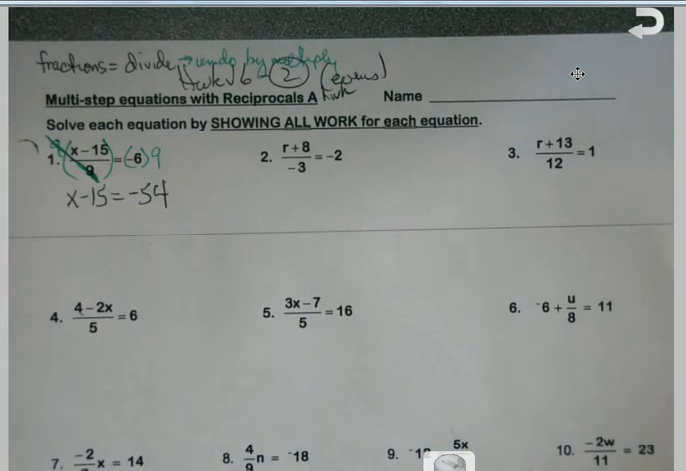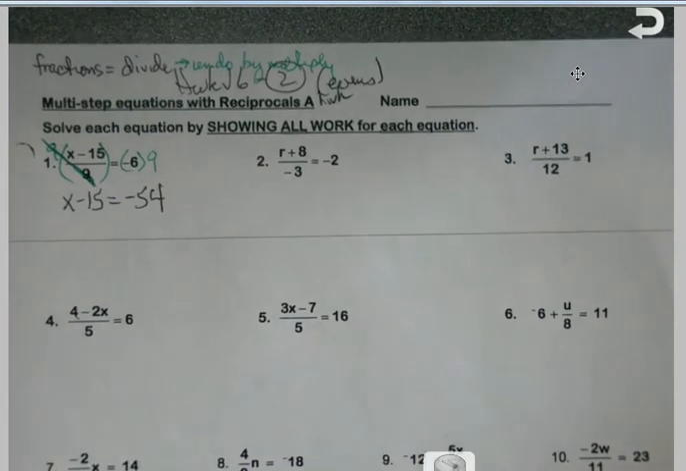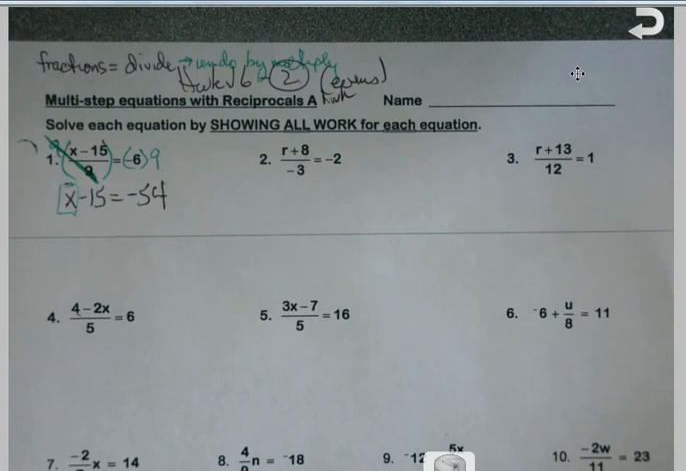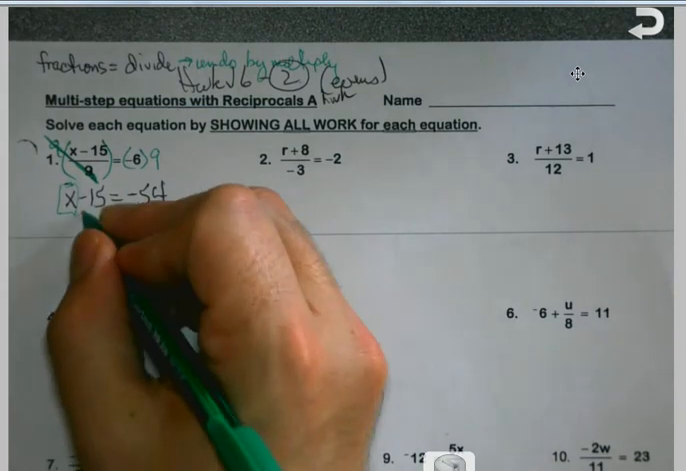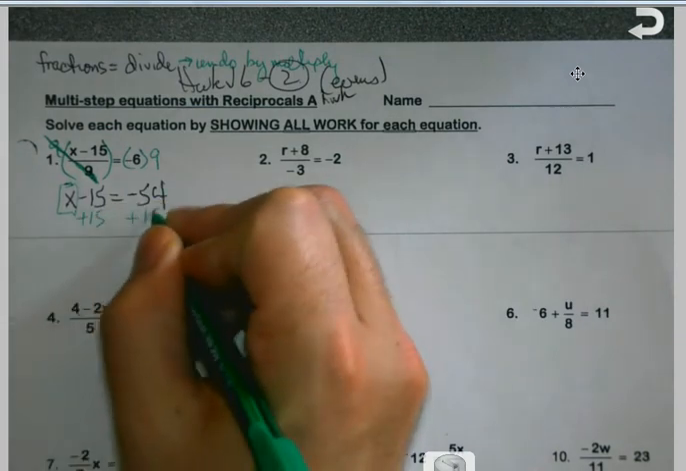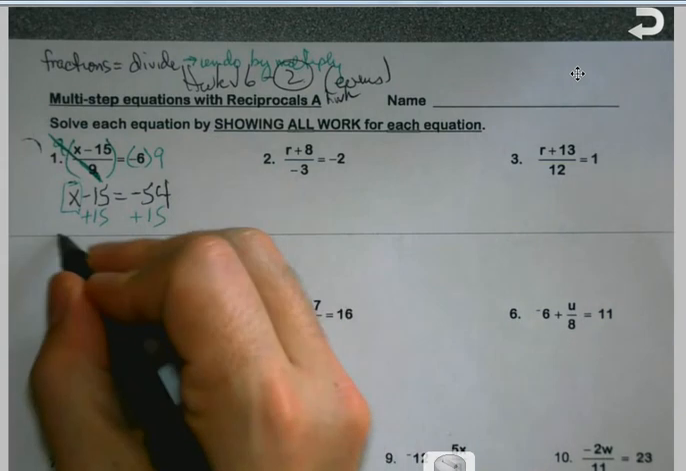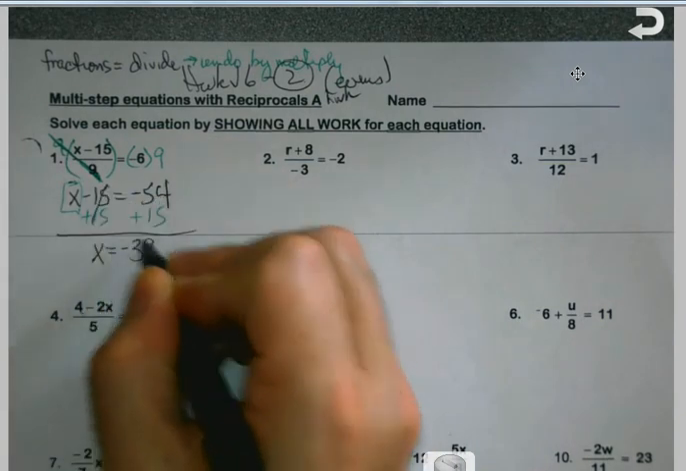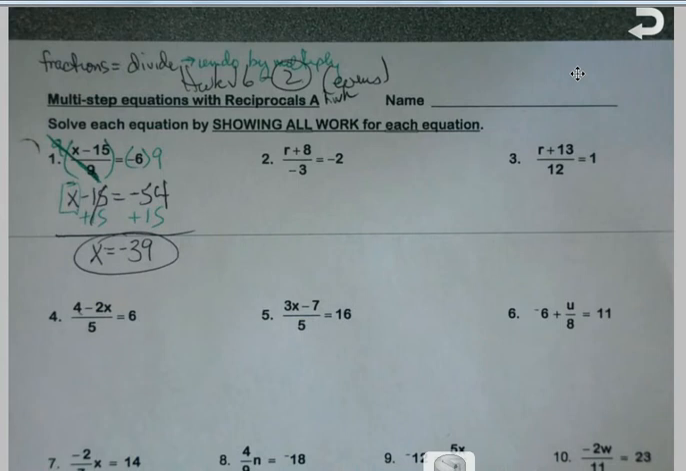And now, once I get rid of the part that kind of spooks me out, then I just have one step left. What do I have to do to get my x alone? How do I undo the minus 15? Add it. And that's all I'm up to with these.